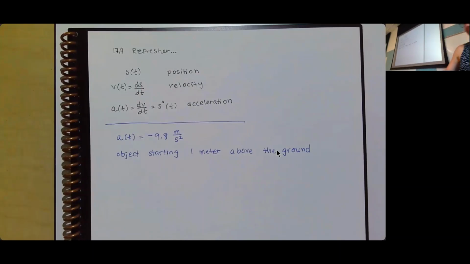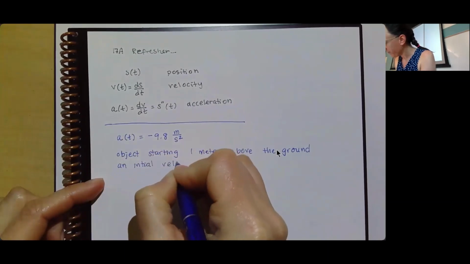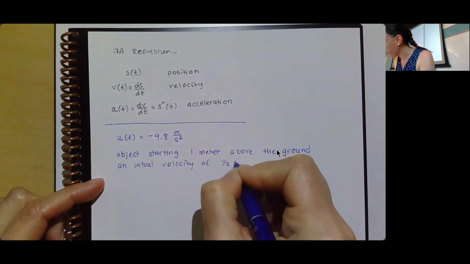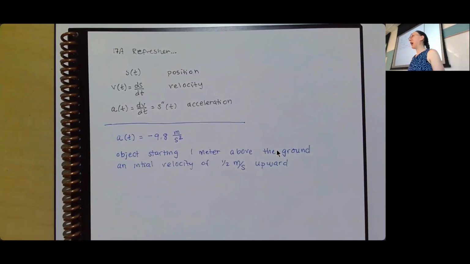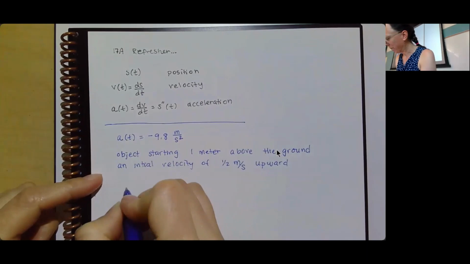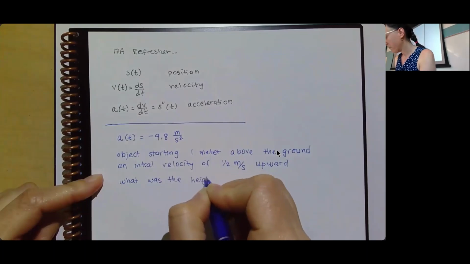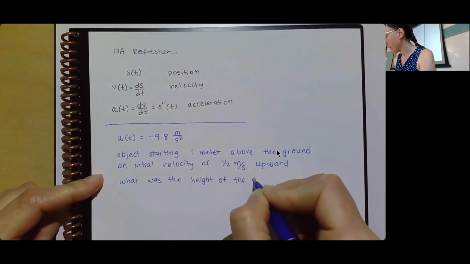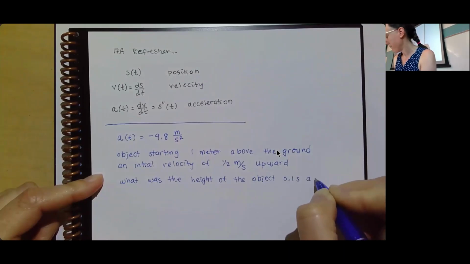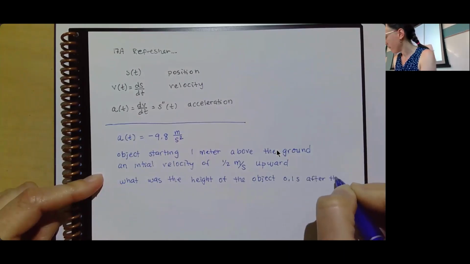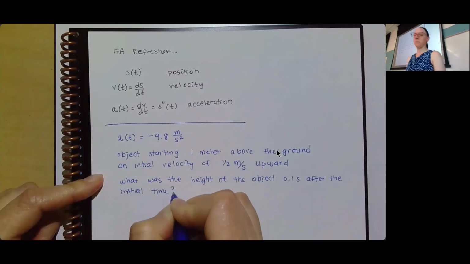Okay, so let's say that this thing has an initial velocity of 1/2 meter per second upward. And what I really want to know is what was the height of the object 0.1 seconds after the initial time. Okay.